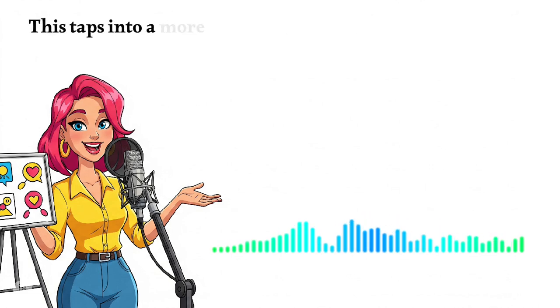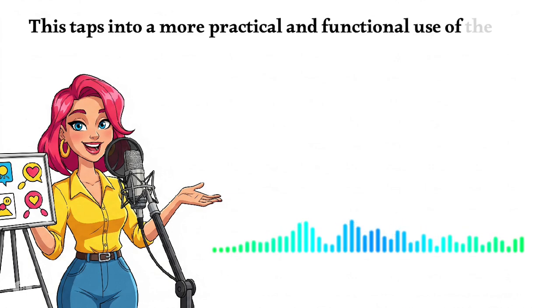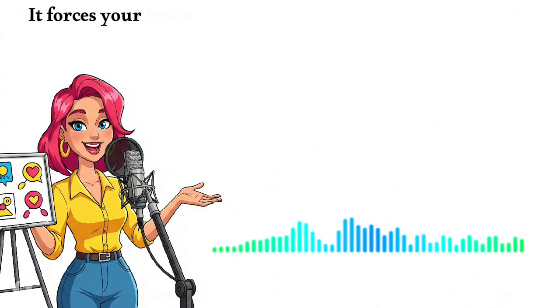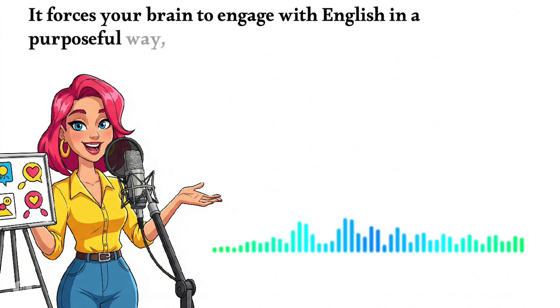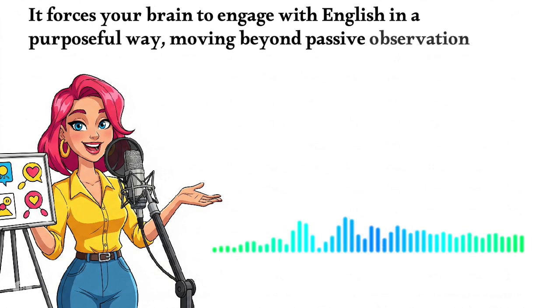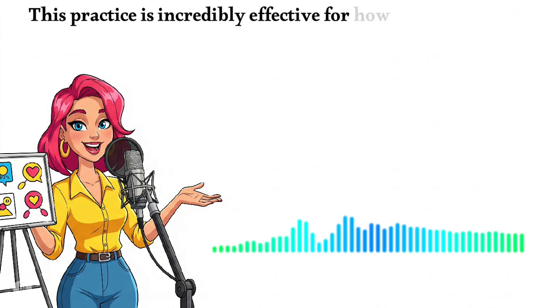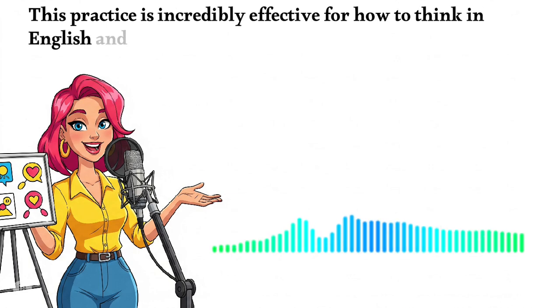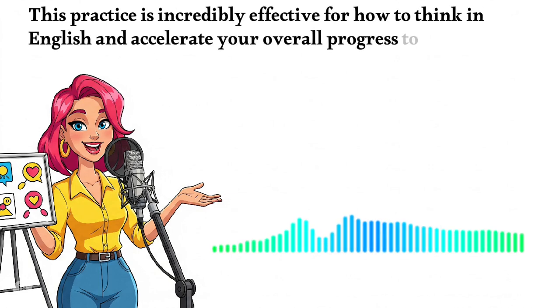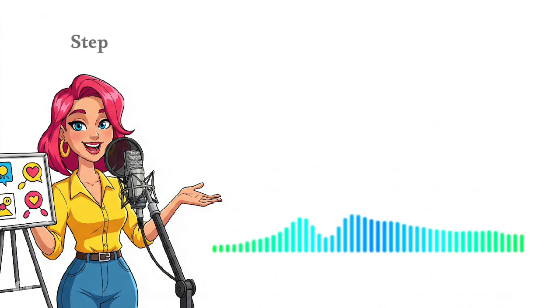This taps into a more practical and functional use of the language. It forces your brain to engage with English in a purposeful way, moving beyond passive observation to active engagement. This practice is incredibly effective for how to think in English and accelerates your overall progress to improve your English.